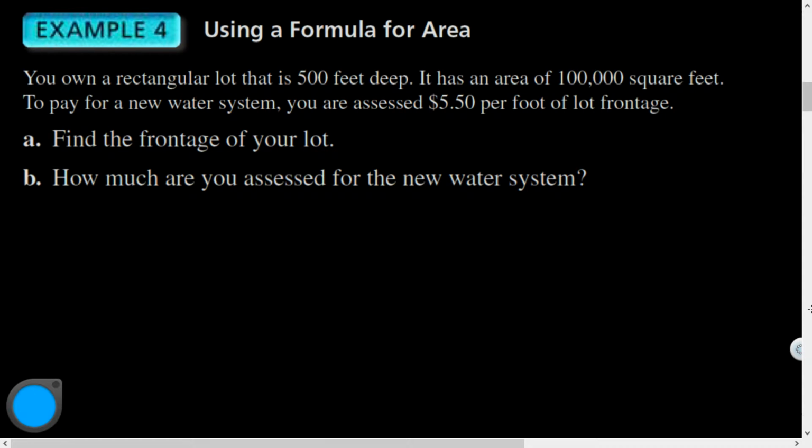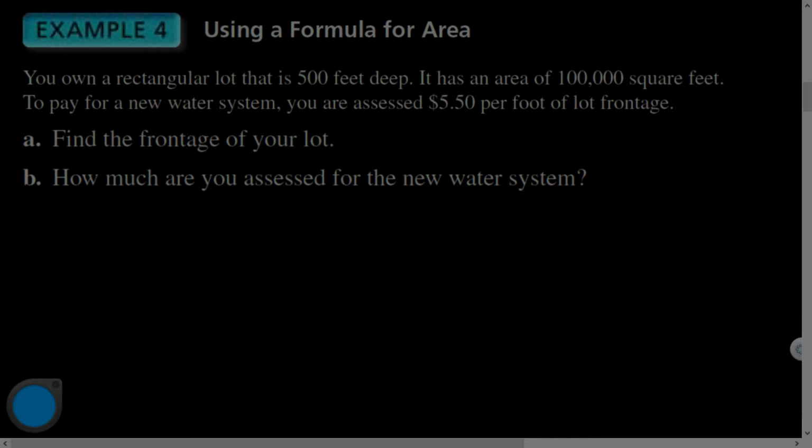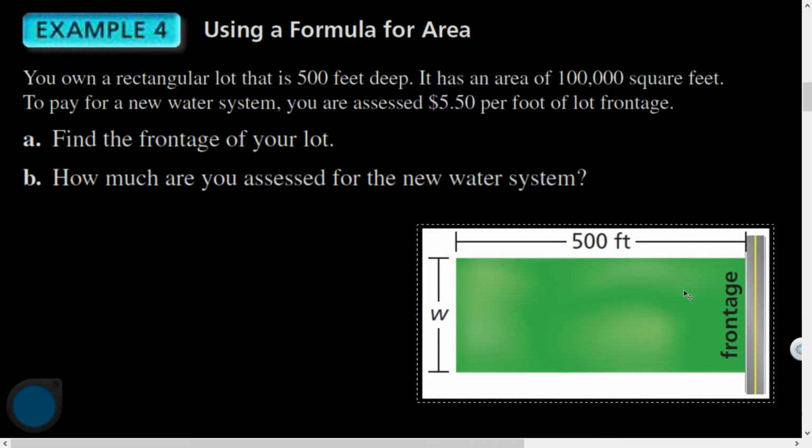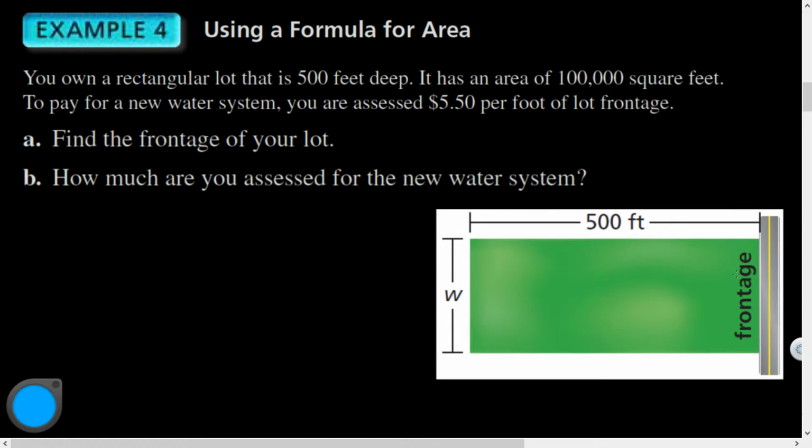Exactly. So Jimmy, it says you own a rectangular lot that is 500 feet deep. Oh, okay. Let me show you the picture. This will make more sense. I was thinking deep as in Minecraft depth, like you dig into the ground 500 feet before you hit bedrock. But they're saying that from the front of the property where it is adjacent to the road, 500 feet back is how far the property goes. And then there's this width, which is the frontage of the road. It says it has an area of 100,000 square feet.